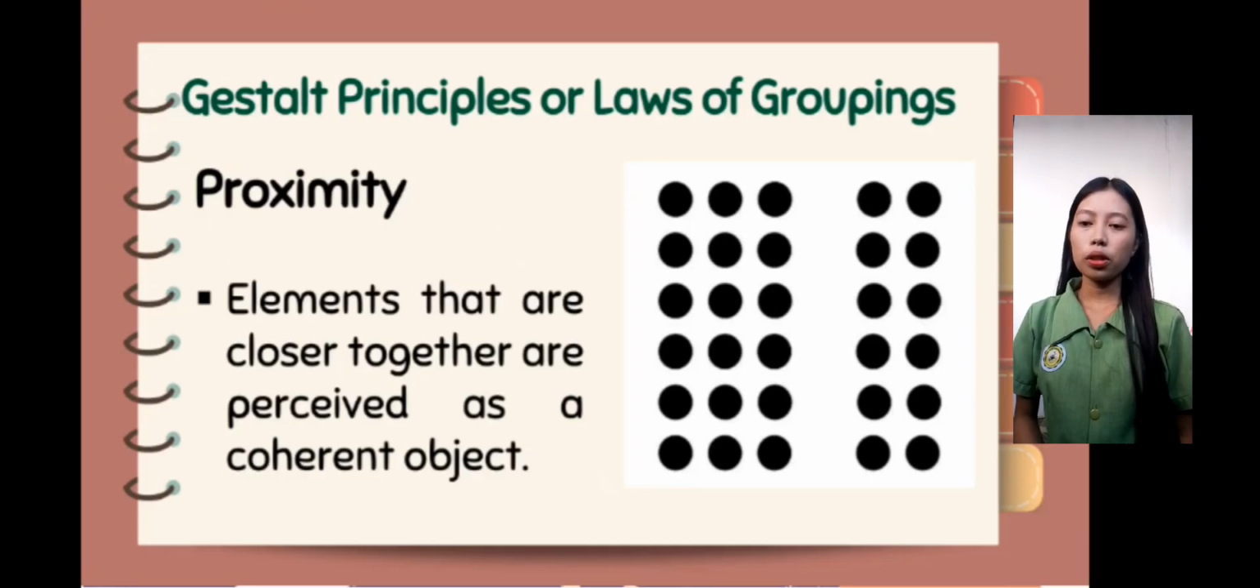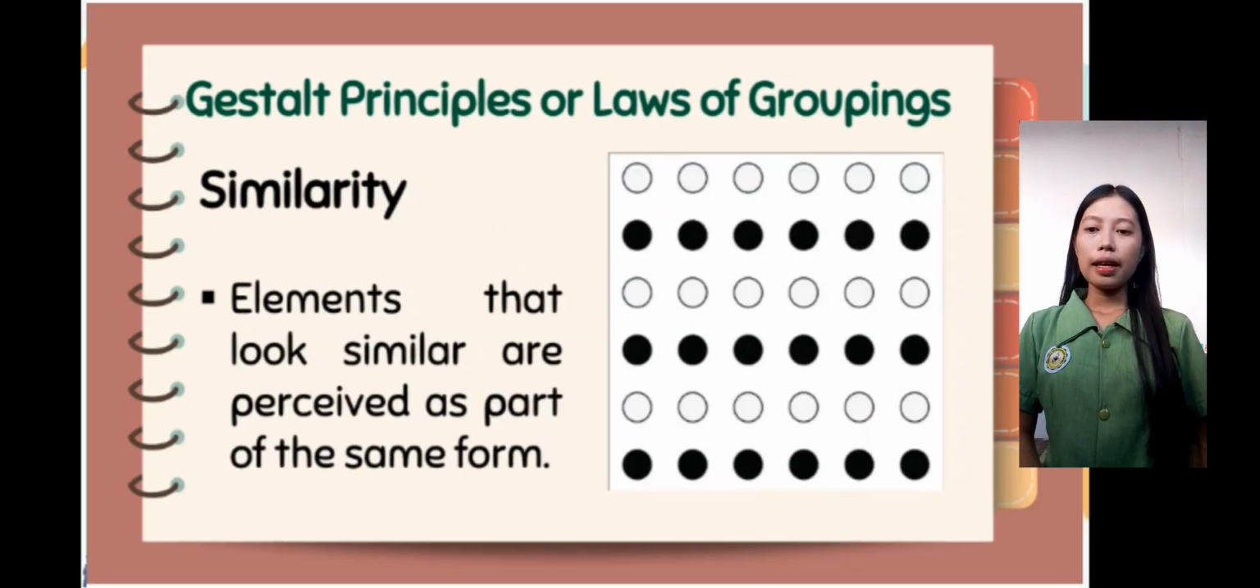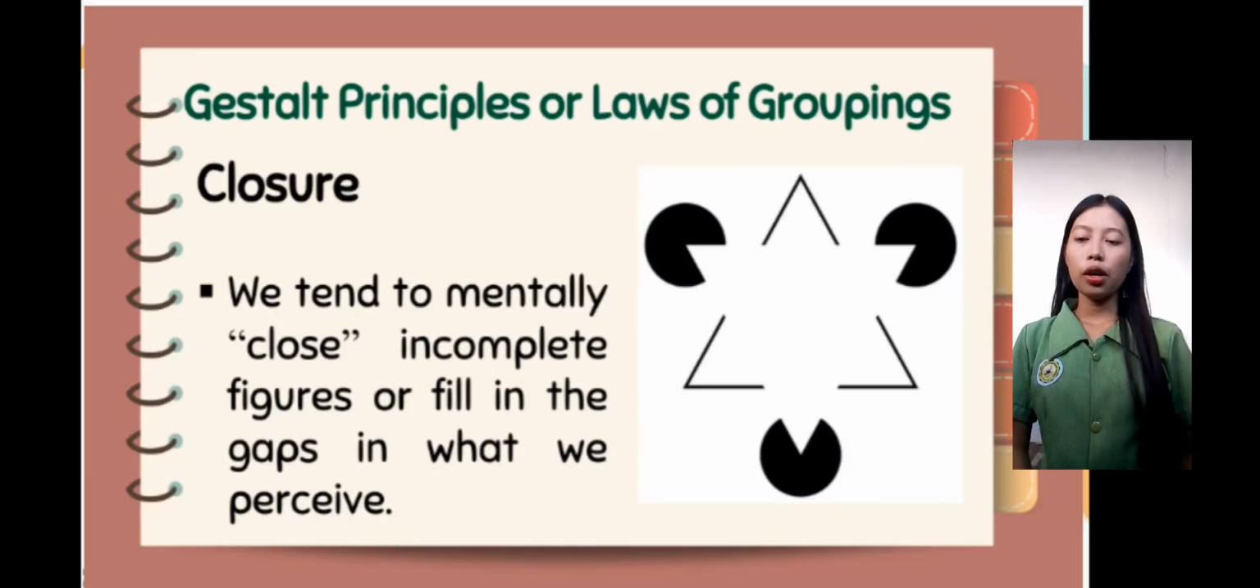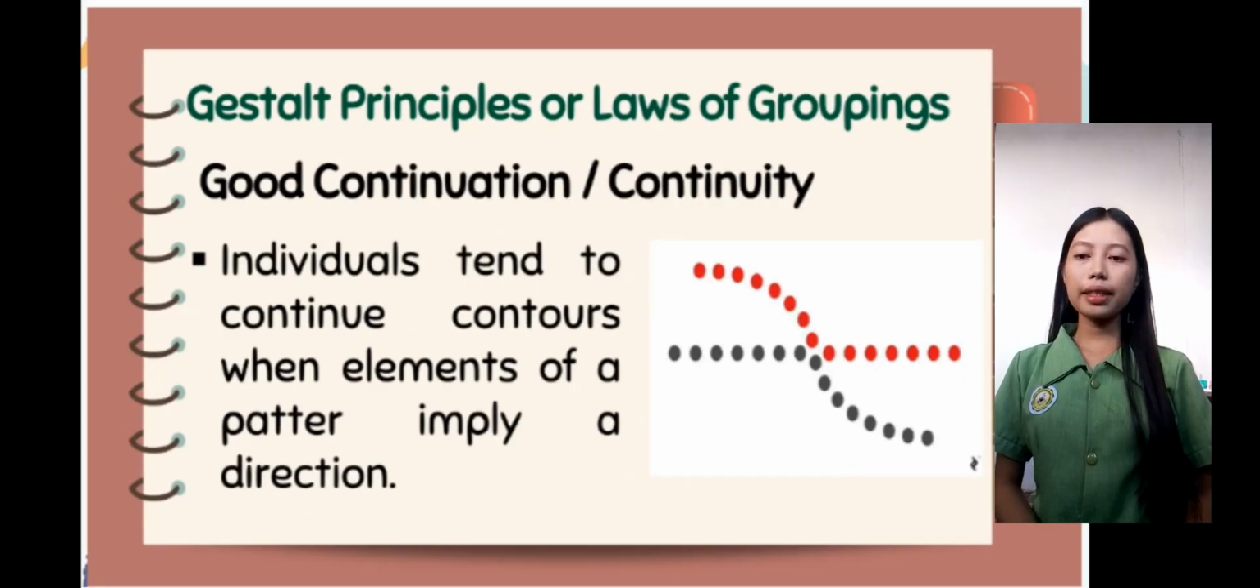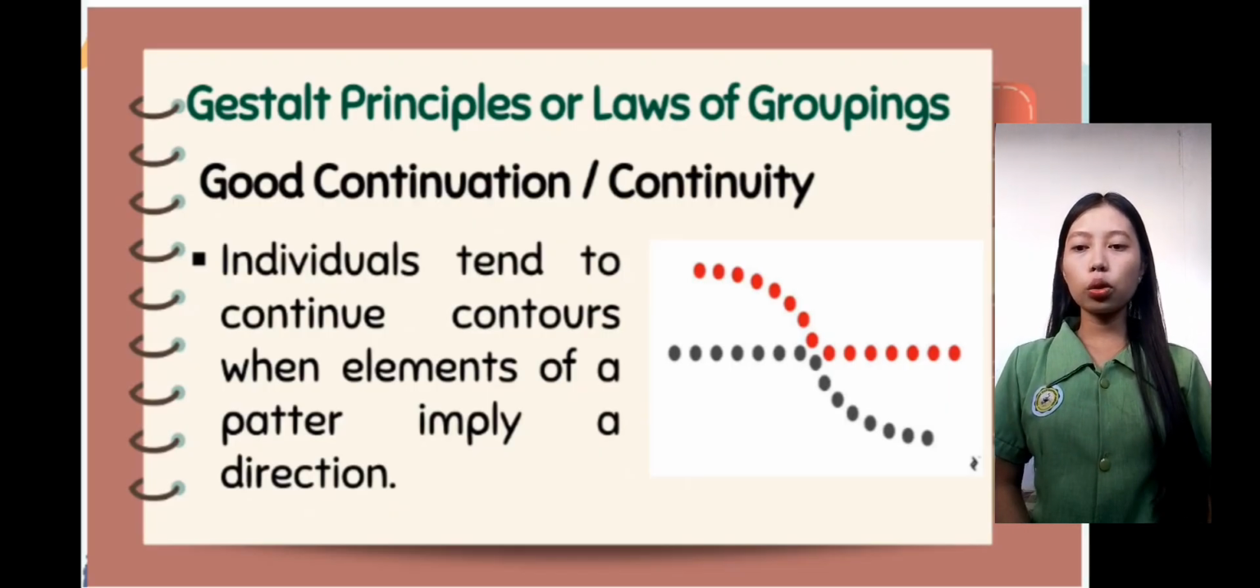First is proximity, wherein elements that are closer together are perceived as a coherent object. Next is similarity. Elements that look similar are perceived as part of the same form. Next is closure. We tend to mentally close incomplete figures or fill in the gaps in what we perceive. Next is good continuation or continuity. Individuals tend to continue contours when elements of a pattern imply a direction.